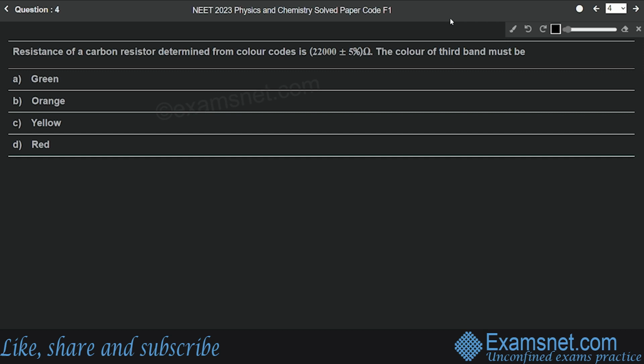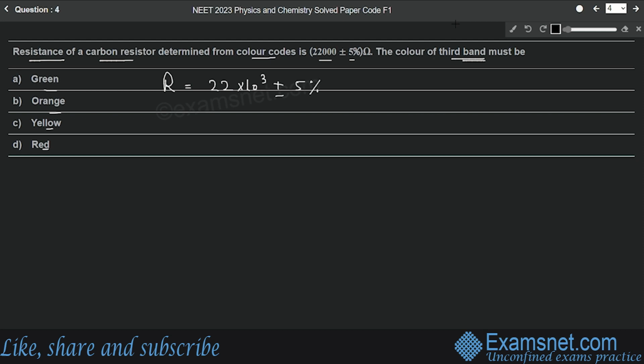Question number 4 is from the chapter Semiconductor Electronics, and the question is: resistance of a carbon resistor determined from color codes is 22,000 plus minus 5% ohm. The color of the third band must be: options are green, orange, yellow and red. The resistance mentioned here is 22,000 plus minus 5%, which can be written as 22 into 10 to the power 3, plus minus 5%.